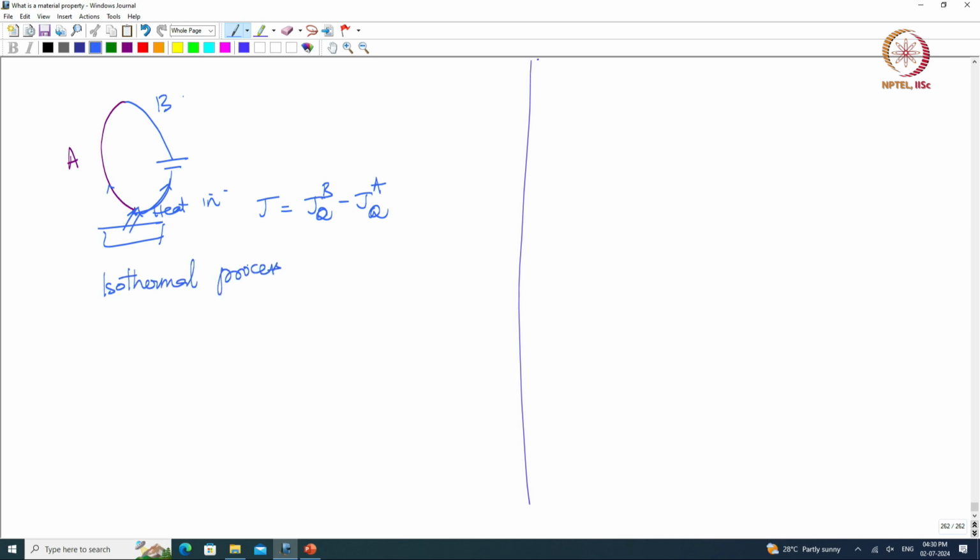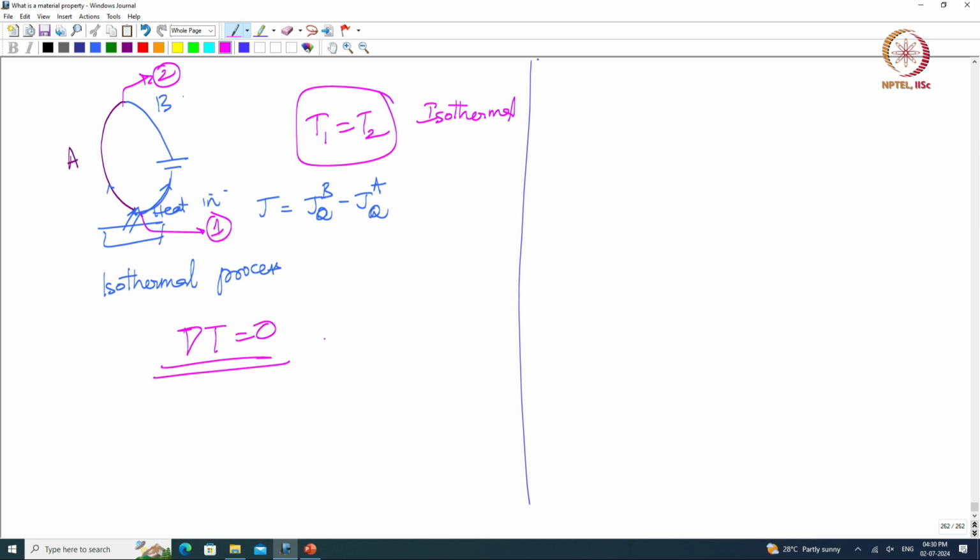Which means my point 1 and point 2, which were earlier in the Seebeck discussion, were at different temperatures, but here T1 equals T2, right. So that is my isothermal. Okay. So that is to simplify the problem. Essentially, I do not need to do it isothermally, but if I do it isothermally, I am going to make delta T equal to 0. Okay. So I do not have a thermal driving force for heat transport.